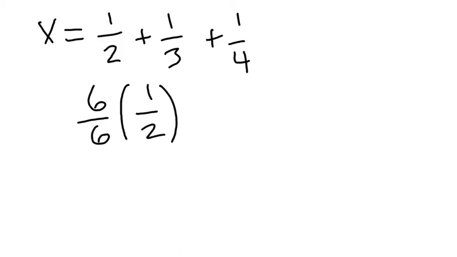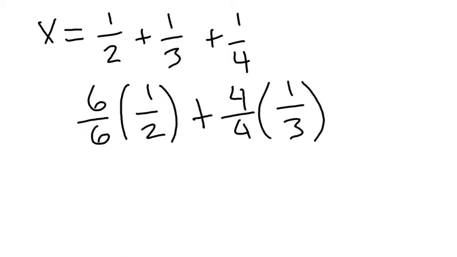So that way we get 6 times 2 on the bottom, which gives us 12 in the denominator, which is what we wanted. Now for the 1/3, we're going to have to multiply it by 4/4, because then you get 12 on the bottom for that. And then for the 1/4, in order to get 12 on the bottom, we have to multiply it by 3/3.